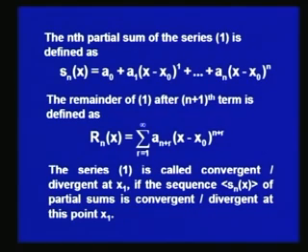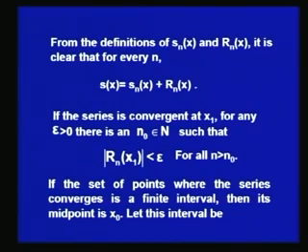The power series given by equation 1 is said to be convergent or divergent at the point x equal to x1 if the sequence of partial sums Sn(x) is convergent or divergent at the point x equal to x1. From the definitions of Sn(x) and Rn(x), it is clear that for every n, S(x) is equal to Sn(x) plus Rn(x). If the series is convergent at x1, then we can say that for any epsilon greater than 0, there exists an integer n naught belonging to N such that modulus of Rn(x1) is less than epsilon for all n greater than n naught.